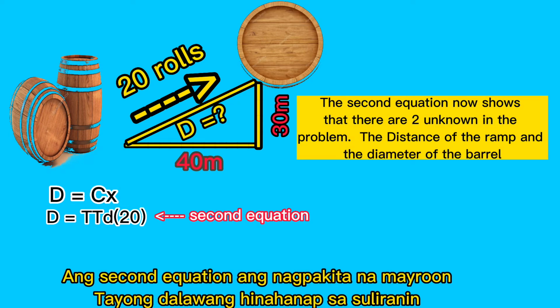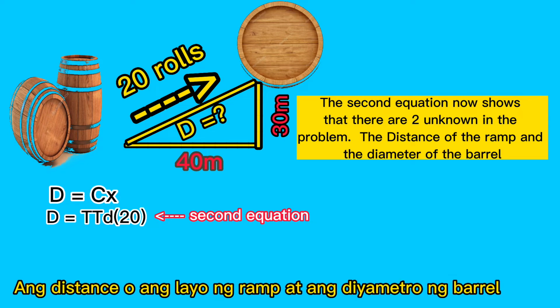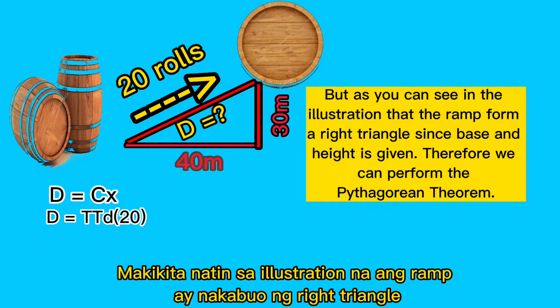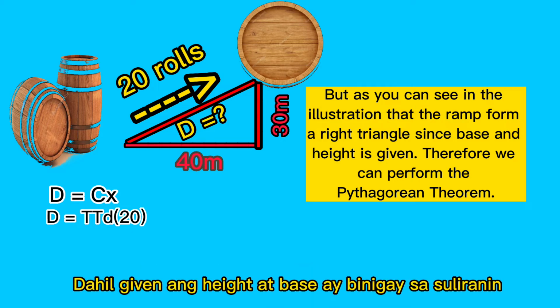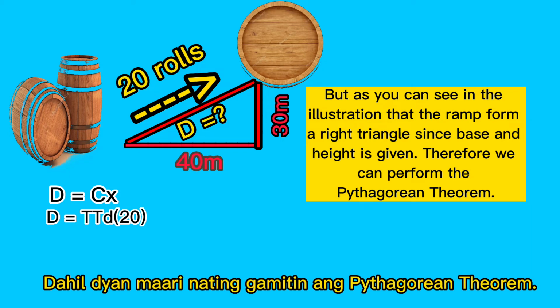The second equation now shows that there are two unknowns in the problem: the distance of the ramp and the diameter of the barrel. But as you can see in the illustration, the ramp forms a right triangle since base and height are given. Therefore we can perform the Pythagorean theorem.